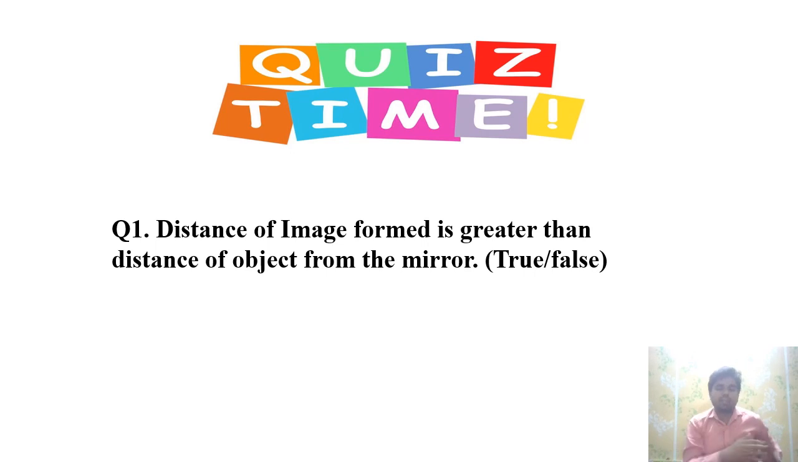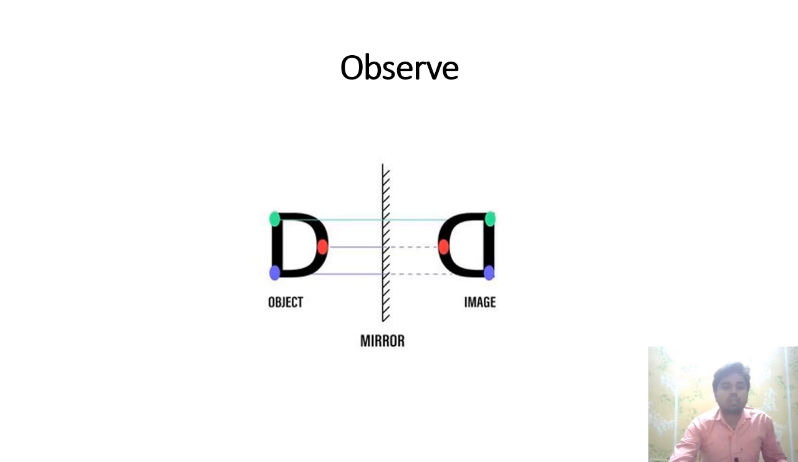So you will find that the distance of image from the mirror will be equal to the distance from the object to the mirror. So reading this line, that the distance of image formed is greater than the distance of object from the mirror, it is a completely false statement. Okay, students, so we are moving forward.